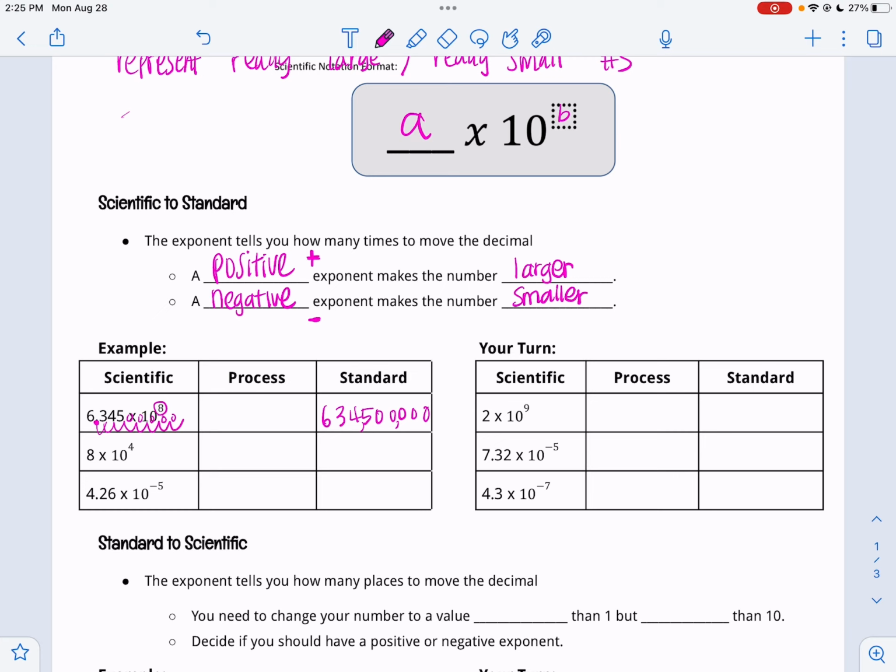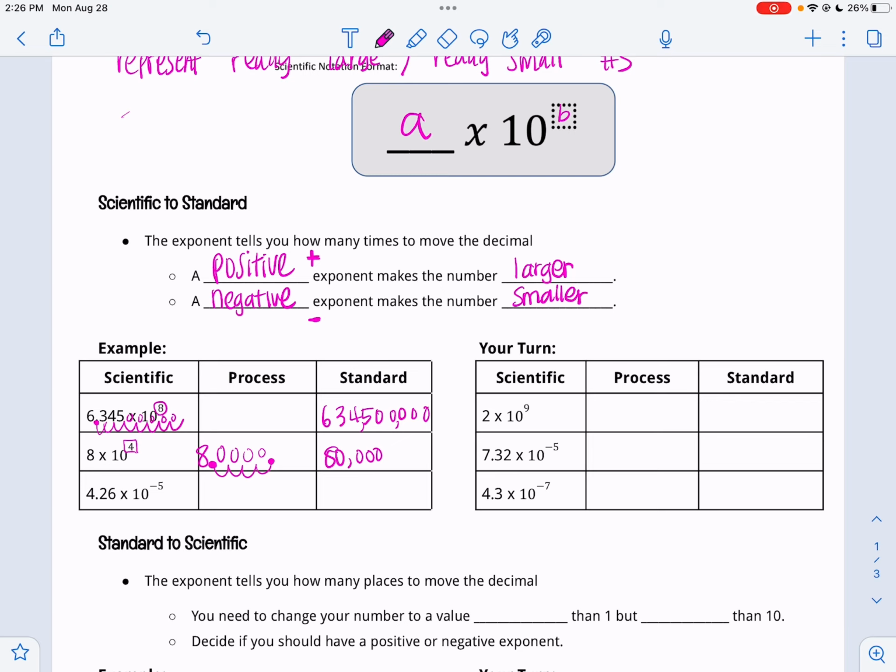I have a whole number, so I have an 8 times 10 to the 4th power. If I have just a whole number, I know that I'm going to have a decimal behind the last digit, so I can just put a decimal there. And since I have an exponent that's a positive 4, I could just move the decimal 4 to the right. Put in the zeros. My decimal was here behind the 8, now it's behind the 0. So my answer is 80,000.